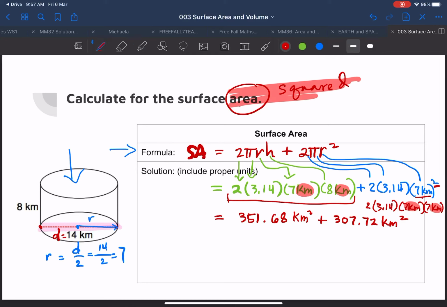Okay? Then I just add the two together. So 307.72 plus 351.68 gives you 659.4 kilometers squared. Okay? Area is squared. Volume is cubed. Okay? So that is how to get the surface area of a cylinder that has a diameter.